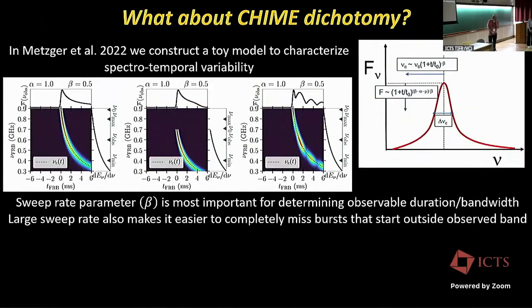Okay, so this is work that we did with Brian Metzger and collaborators a few years ago. The idea here is that we try to do some very simple toy modeling of FRB pulses. We imagine that there are different properties, be it the central frequency, the spectral width, the flux, all of which might have some time evolution that comes from the model. But we just want to see how they affect the observations. And what we found was that the single most important parameter is the rate at which the central frequency sweeps down as a function of time.